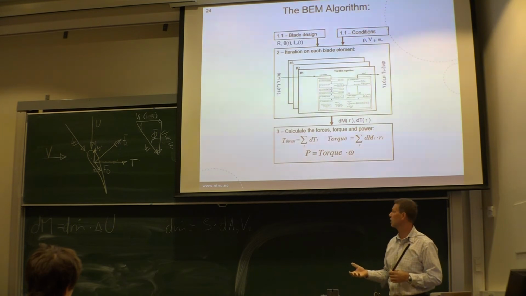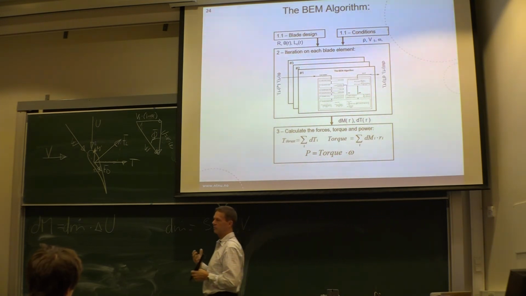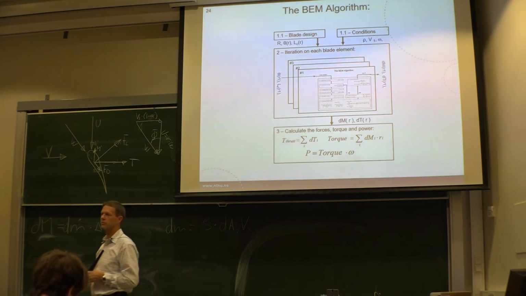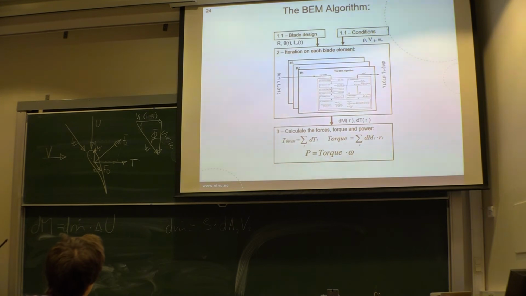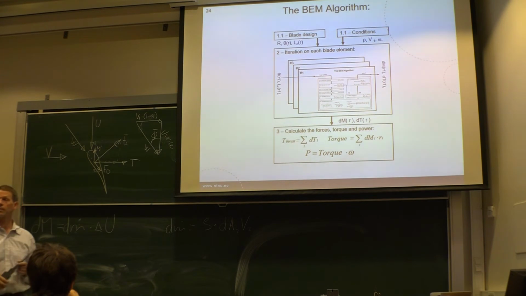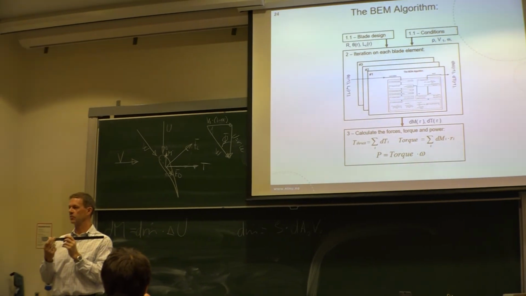Now you haven't changed anything. What you have found is simply the induction factors and the torque and thrust forces acting on the blade. And you might have an efficiency which is very low. And now comes the trick. After that, you need to change something. And that something is either the twist angle or the chord length of each element.